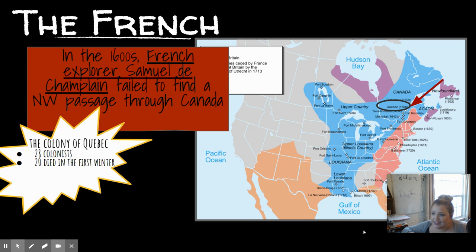If you go to Quebec today, French is still one of the primary languages spoken in this city. There were 28 colonists who established there. 20 of them died in the first winter. So of the 28, you have 20 who die in that first winter.